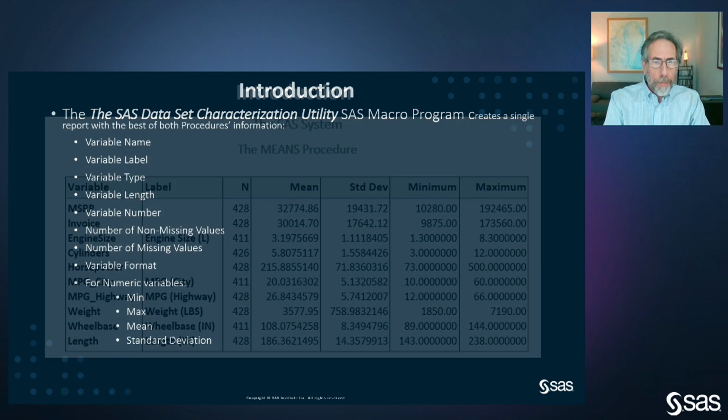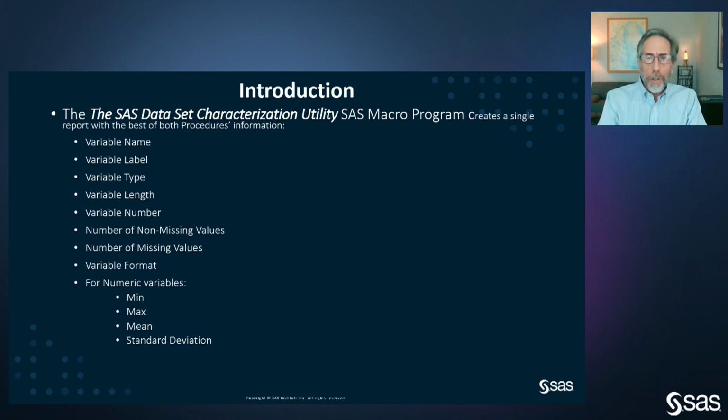Well, the SAS Dataset Characterization Utility SAS macro program combines the best of both programs. In the output from it, you get variable name, variable label, the type, the length, the number of non-missing values, the number of missing values for both character and numeric, and variable format. And for numeric variables, you get the min, the max, the mean, and the standard deviation, all in one place, all in one report.